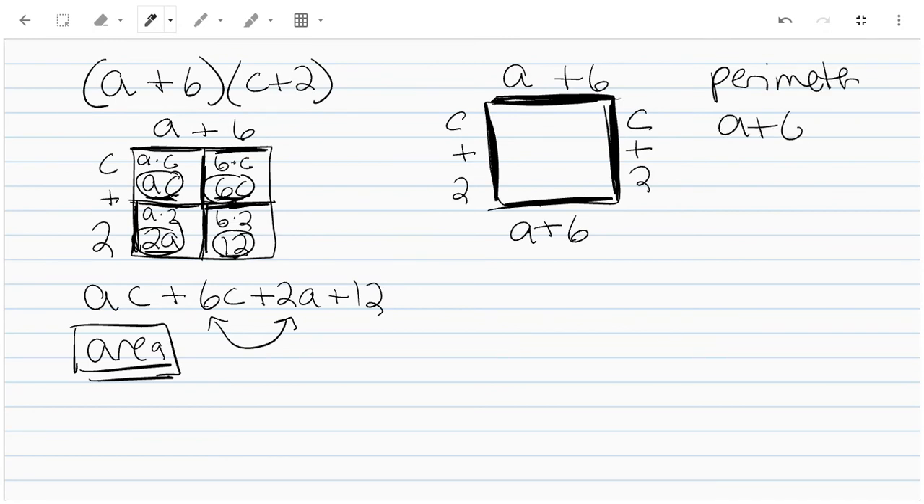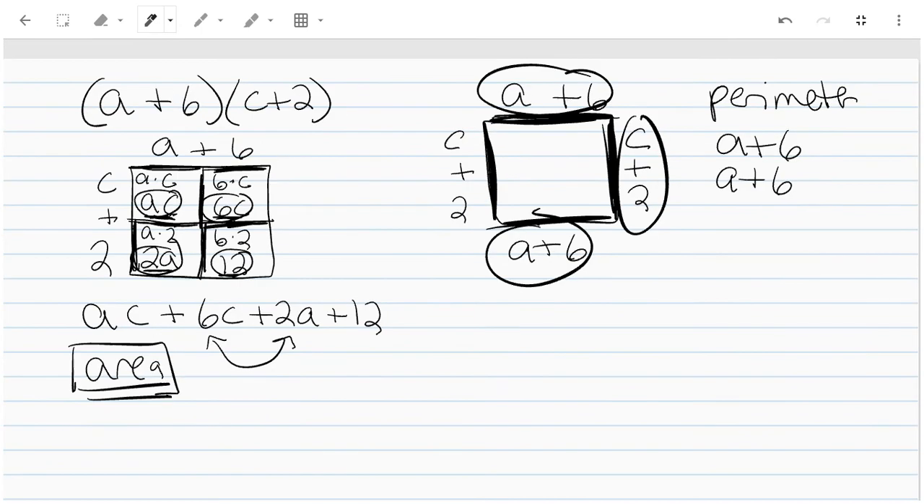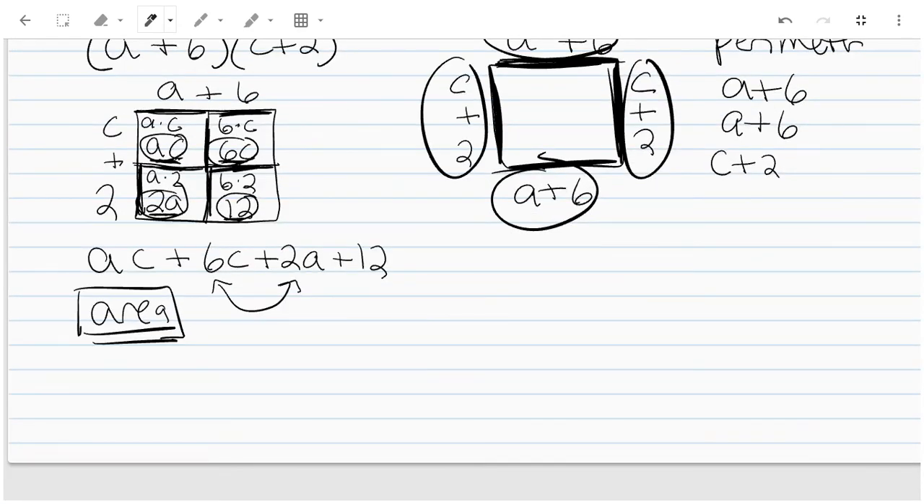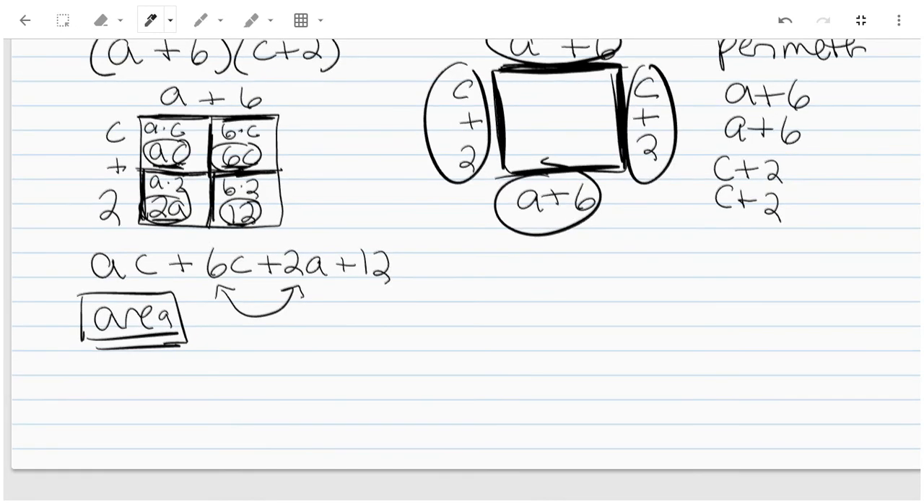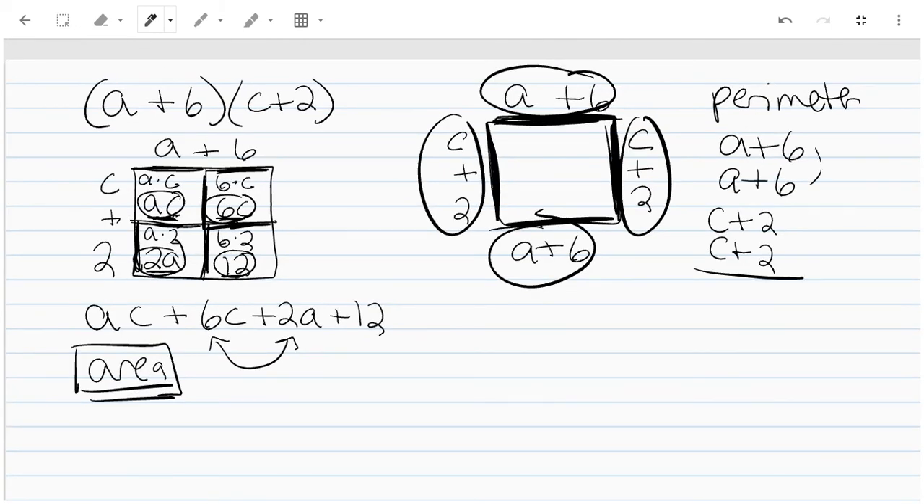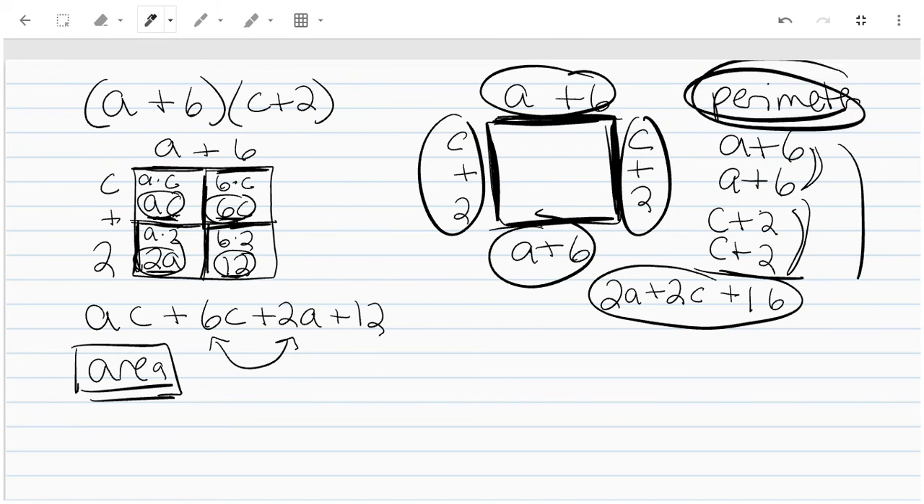So I like to stack them like this. It's kind of cool. A plus 6 plus a plus 6. That's a plus 6 and a plus 6. And now c plus 2 and c plus 2. And I add it up. 6 and 6 is 12, plus 4 gives me 6 is 12, 13, 14, 15, 16. And then that's plus. And this is 2 a's and 2 c's. I'm going to give myself space and write it out. So this is my perimeter of the rectangle.